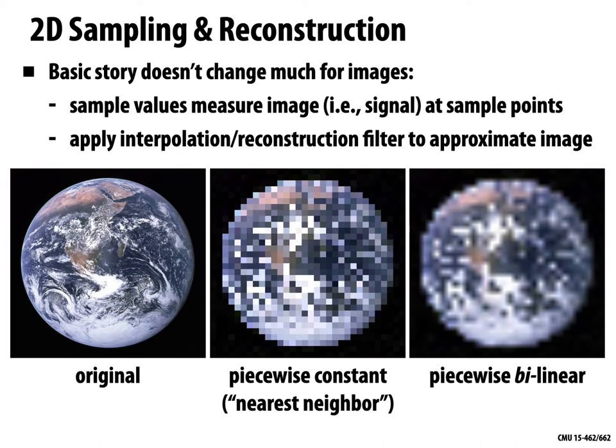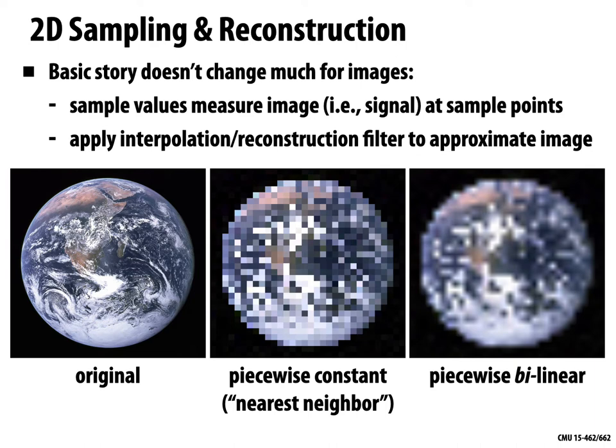So for images, it's a similar story. Sample values are going to measure image intensity or image color at each, let's say, center of a pixel. To then take those values stored at the centers of the pixel and reconstruct an image over the entire image plane, we're going to apply some kind of interpolation or reconstruction filter, right? So we could again do piecewise constant. We could go to the nearest pixel center and use that color. Or we could do something like linear interpolation. We could use a linear function in each direction and get what's called bilinear interpolation.